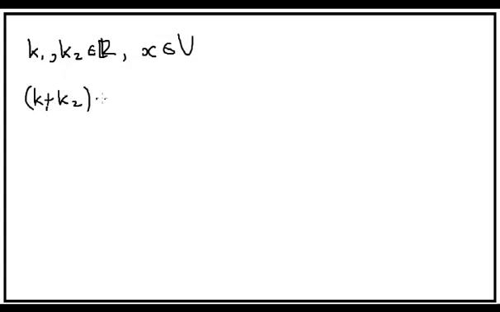Which states that given two scalars, k1 and k2, and a certain vector x, if we first add k1 and k2 together and then multiply that by the vector, that should be the same as k1 times x plus k2 times x. This axiom is quite similar to the previous one, except that here we are adding the scalars and then multiplying the result by the vector, whereas in the other case we were adding two vectors and multiplying the result by a single scalar.